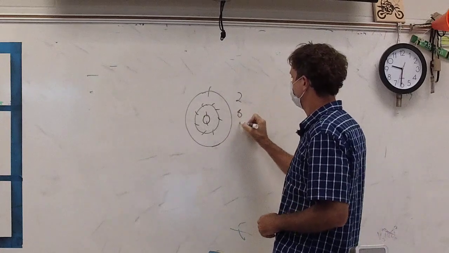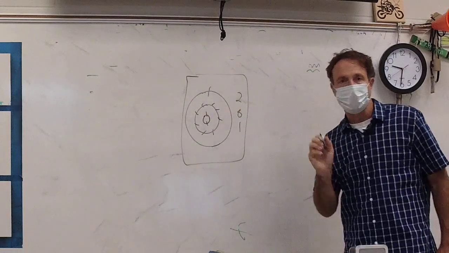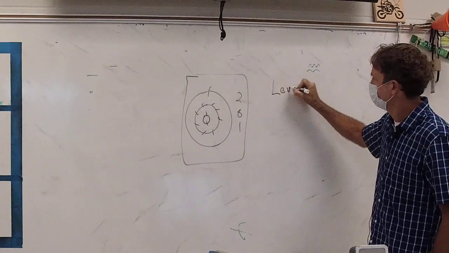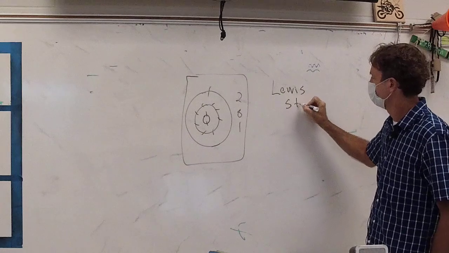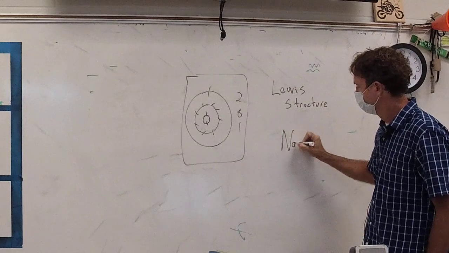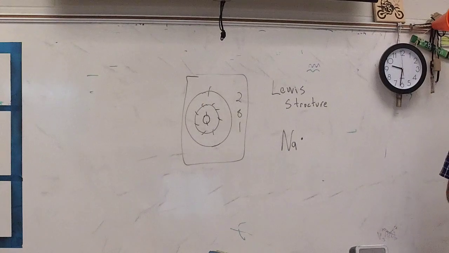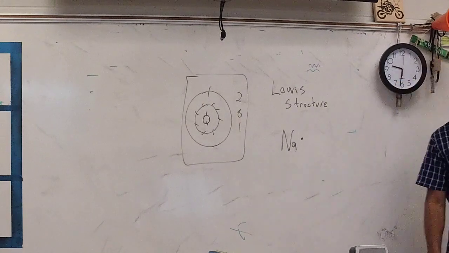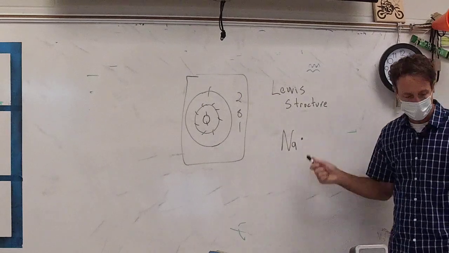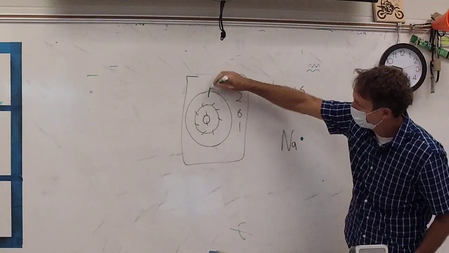This 281, that is a Bohr model of sodium, but there's a simpler model called a Lewis structure. To do a Lewis structure, you just write sodium, and you put 1 dot beside of it. Done. Here is a Lewis structure of sodium. That's pretty easy. What does this dot represent? This dot represents the 1 valence electron.